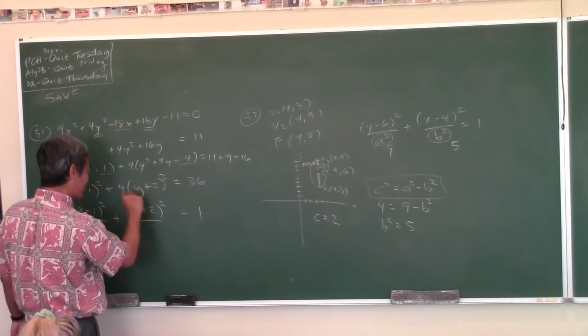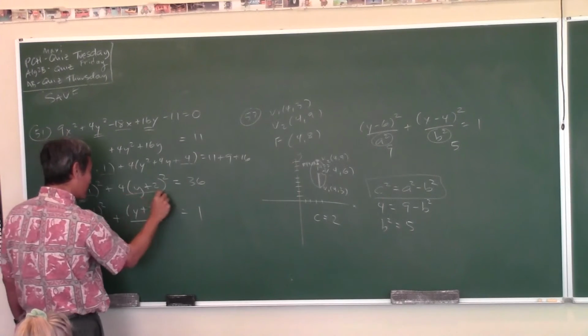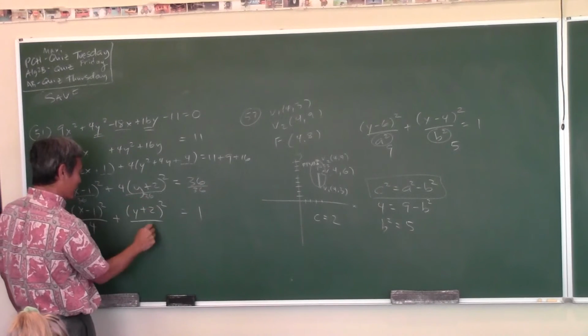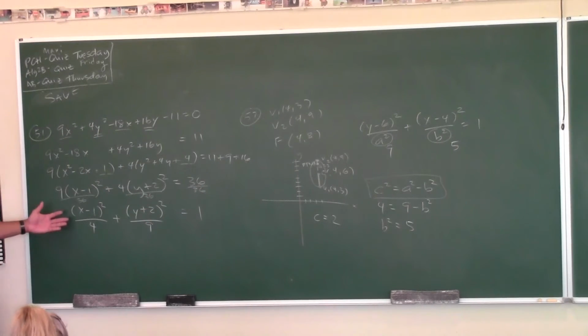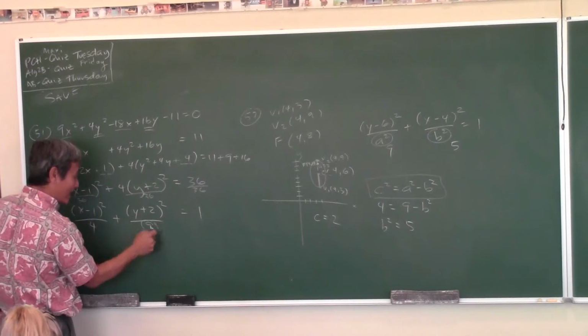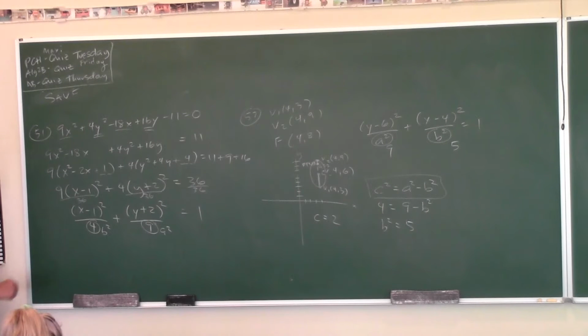And then if you divide this one by 36, here, let's go like this then. Over 36, over 36, over 36. 4 goes into 36 9 times. See the book, see, when I make problems, I make the column nice. I mean, it's okay to do this. So notice that the bigger number is under the y. So this is the a squared, this is the b squared. Remember, a squared is always the bigger number.